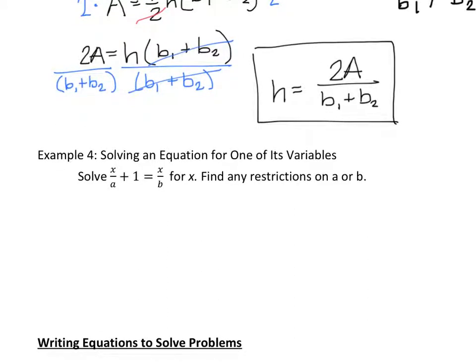Okay, solve x divided by a, plus 1, equals x divided by b for x. So we need x by itself. Find any restrictions on a or b. The restrictions part, we're going to deal with that at the end, okay? But we can't forget to come back to it. So don't let me forget. Now, we got to solve for x. So x divided by a plus 1 equals x divided by b.